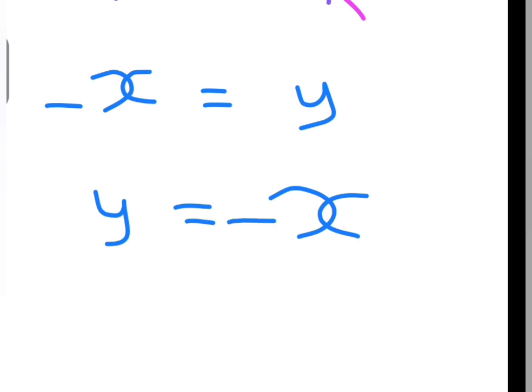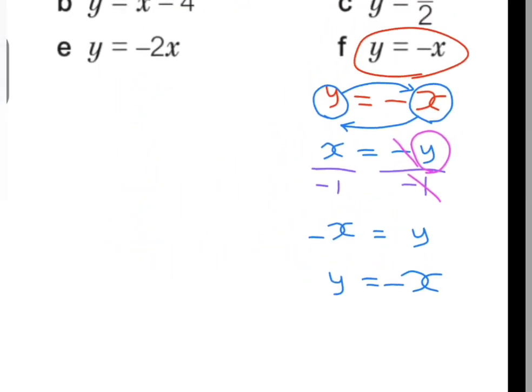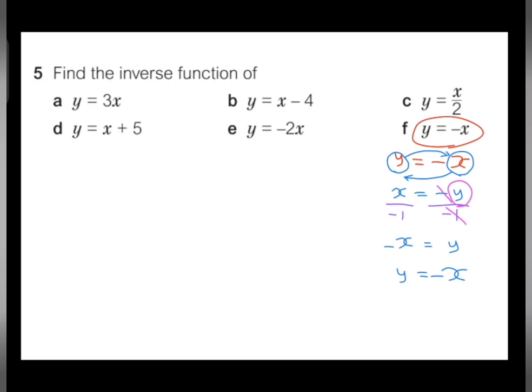Now, this is the inverse function of this function. And this is how you answer a question like this.